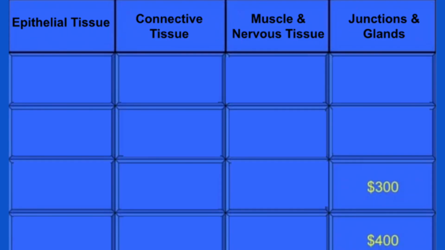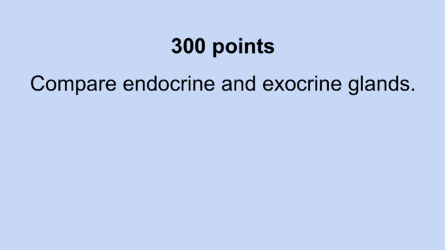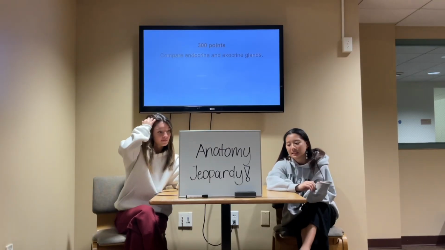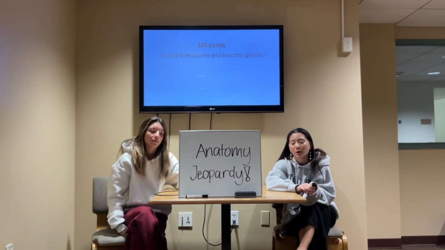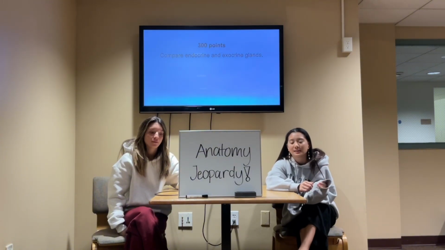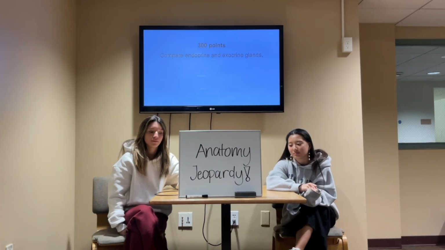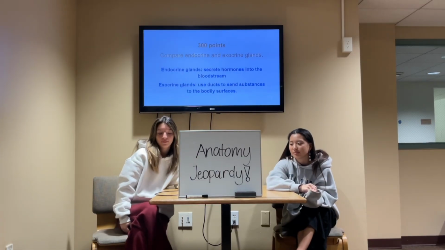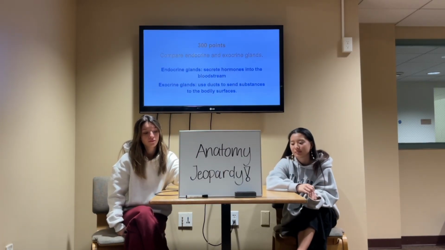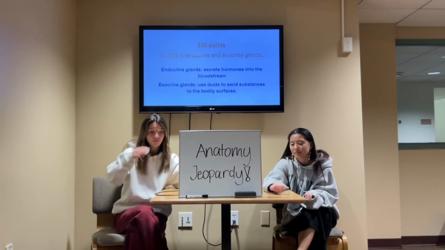For 200 points, compare endocrine and exocrine glands. Endocrine glands secrete hormones into the bloodstream, while exocrine glands use ducts to send substances like sweat or saliva to the body's surfaces. Perfect answer. Endocrine is inside the bloodstream. Exocrine is outside, usually through ducts.